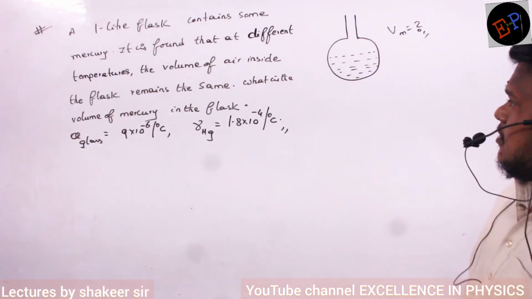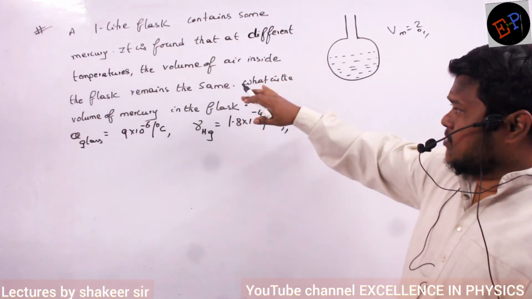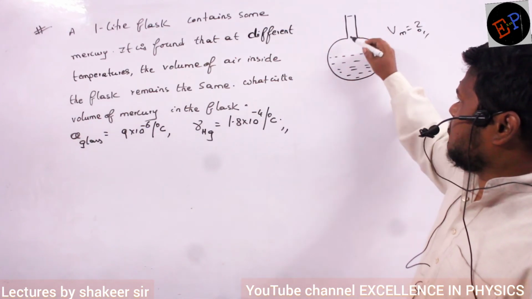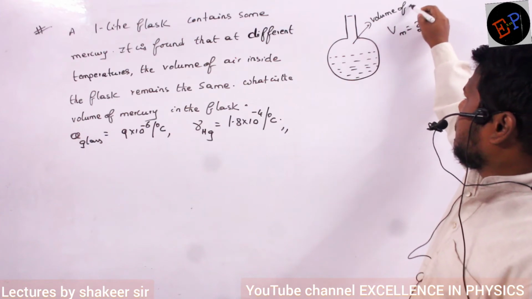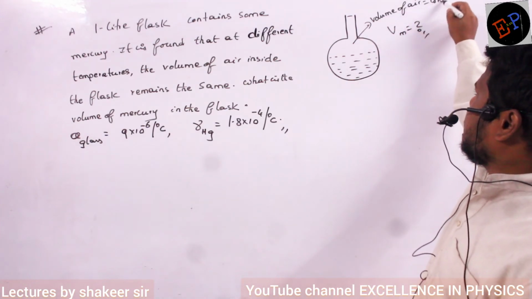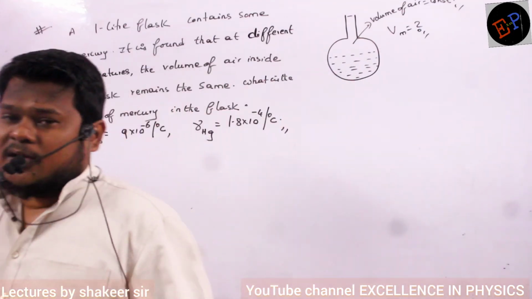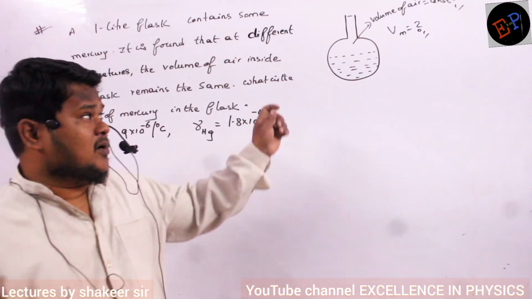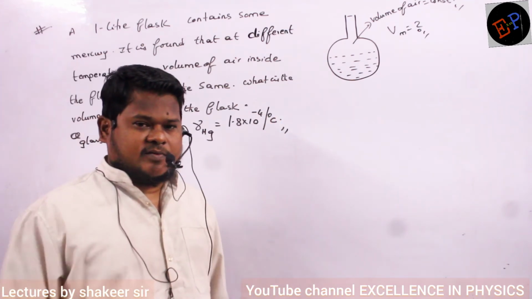And what data is he giving? At different temperatures, the volume of air inside the flask remains the same. So this is the volume of air, Nama. This empty space which you are seeing, this is the volume of air. So volume of air is a constant. It means when you raise the temperature of this glass flask or cool it, whatever the temperature, the volume of air should always remain the same. That is the given question.